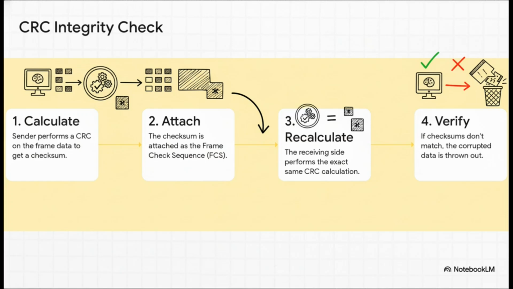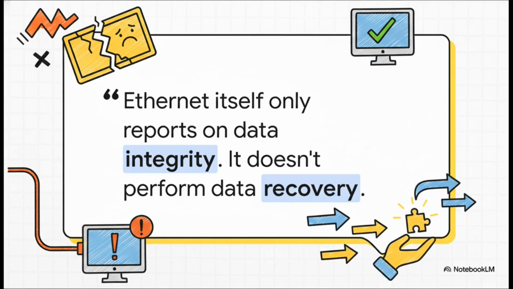If they match perfectly, the data is valid, good to go. But if they don't match, if even one single bit got flipped along the way, the receiver knows the frame is corrupt, and it just throws the whole thing in the trash. And this is a really, really important point to understand. The Ethernet protocol is smart enough to know if a frame is broken. But, and this is a big but, it has absolutely no way to fix it or ask for a new one. It just discards the bad frame, no questions asked.